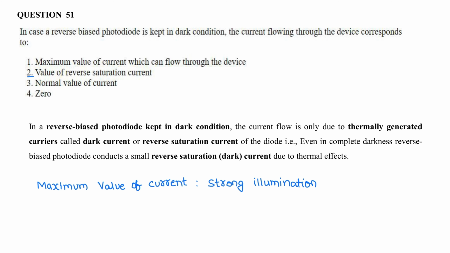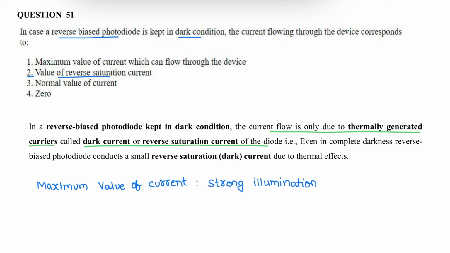Question number 51. In case a reverse bias photodiode is kept in dark condition, which of the following through the device corresponds to? Correct answer is the value of reverse saturation current. In a reverse bias photodiode, when kept in a dark condition, the current flow is only due to thermally generated carriers, and the current is called dark current or reverse saturation current of the diode. Even in complete darkness, a reverse bias photodiode conducts a small reverse saturation dark current due to thermal effects.